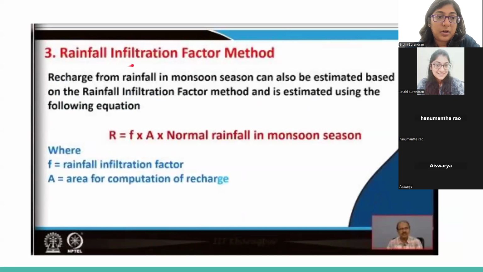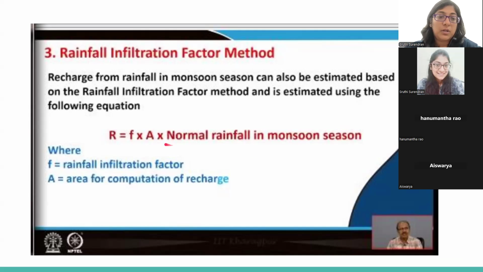Then there is another method called the rainfall infiltration factor method. Here, the recharge from rainfall during monsoon season is found out as a product of a rainfall infiltration factor, the area where the recharge needs to be computed, and normal rainfall in monsoon season. Normal rainfall, we had discussed in the earlier classes, is the average annual rainfall, and this average is taken for a period of 35 years. So that is what normal rainfall is called.